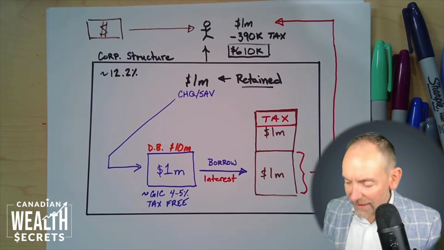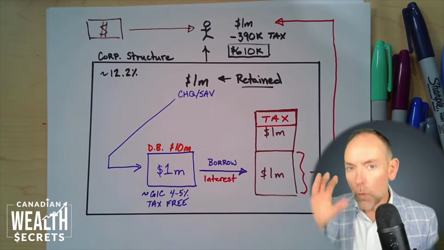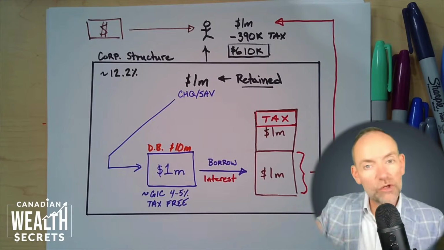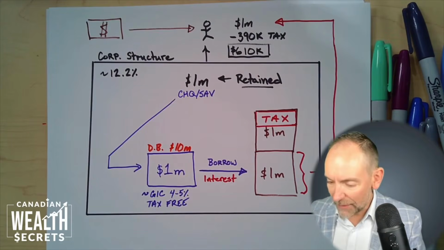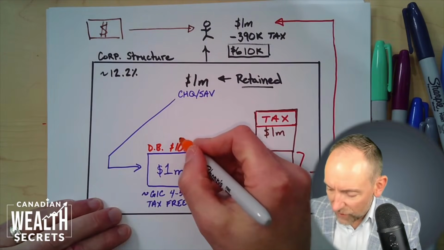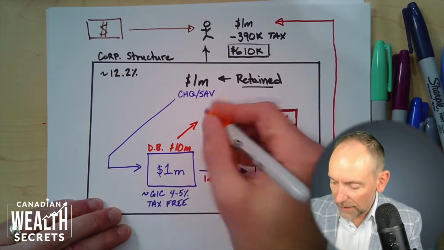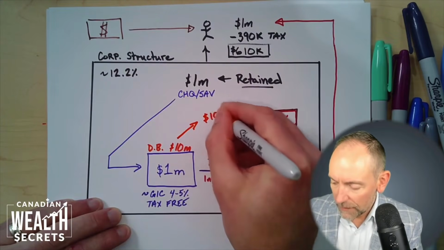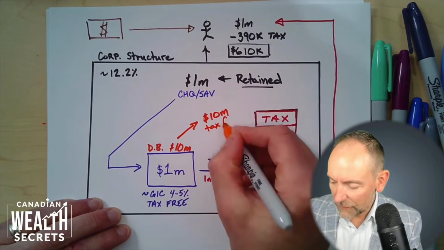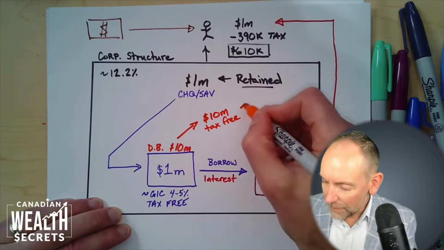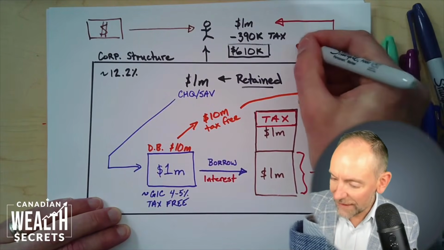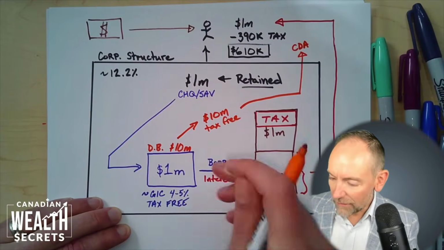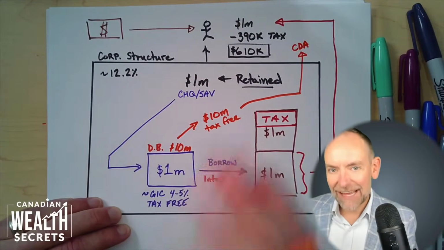But what this is going to do down the road, when you pass away or when the insured person, the key person in your company, passes away, is this money is going to pay out to your company tax-free. So $10 million will pay out tax-free, and your capital dividend account will receive a credit of essentially the net death benefit.